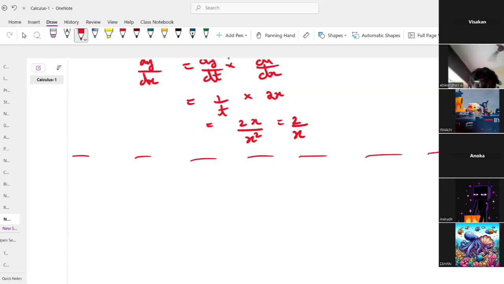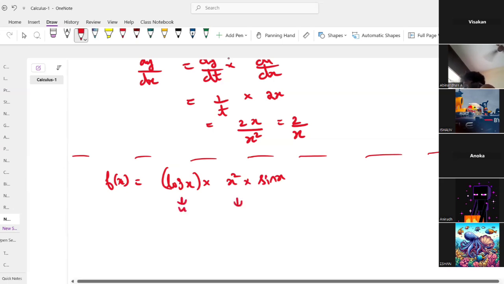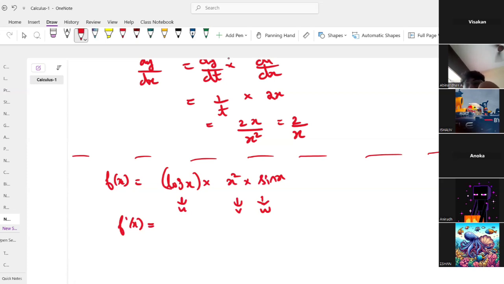Suppose I'm going to give you log x into x square into sine x as a function. I'm going to ask you about differentiation of this. Then you will understand there are three functions as such: u, v, and w. So differentiation of the three functions, like in product rule, you keep one function undisturbed and differentiate the other, like that pairwise you do.